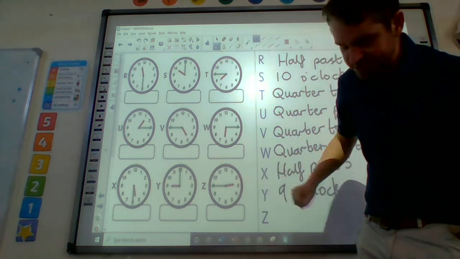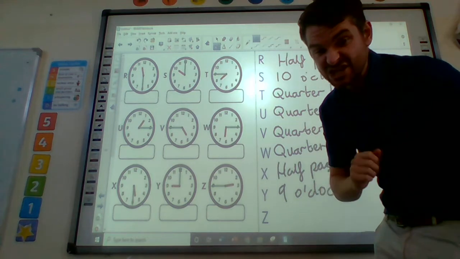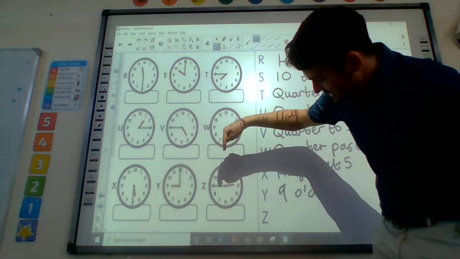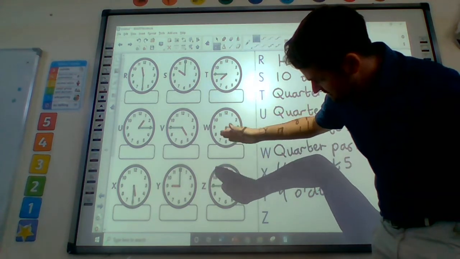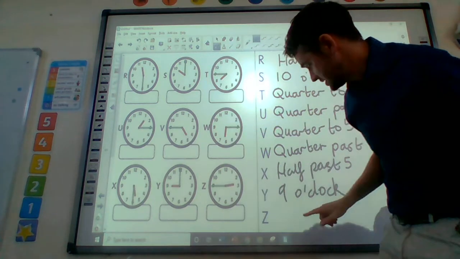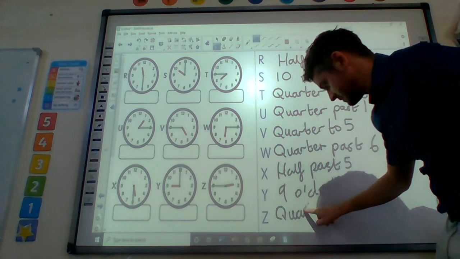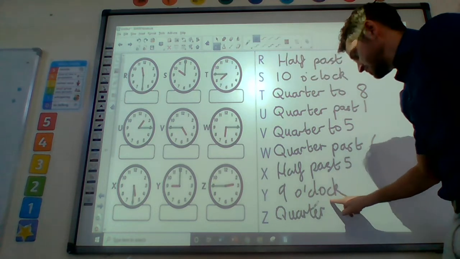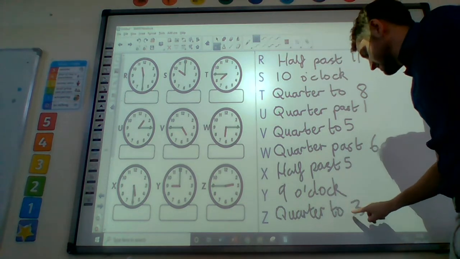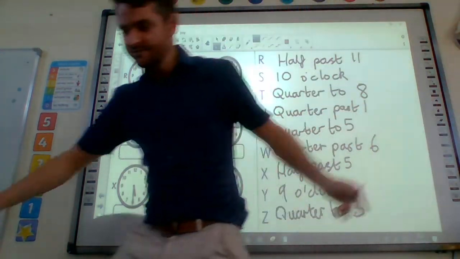And then our final one, oh, another tricky one. It's nearly pointing at the 3. It's the nearest to 3. Let's look at that minute hand. Oh yeah, it's on that quarter to. It's quarter to 3. Done!